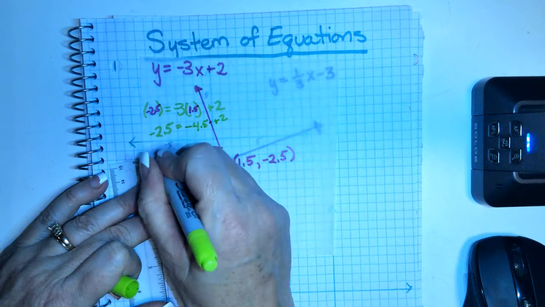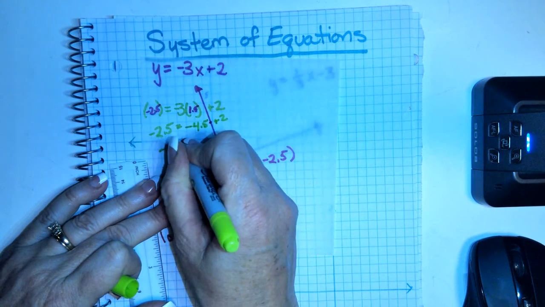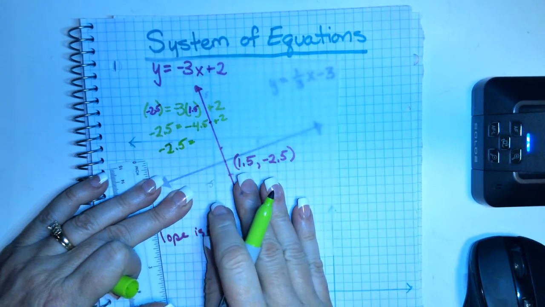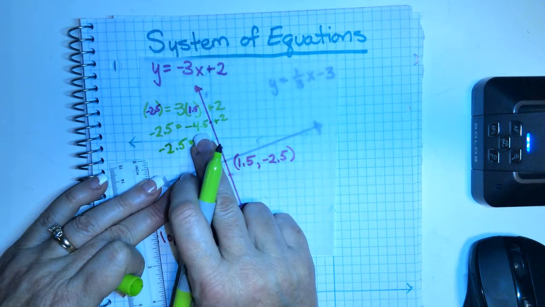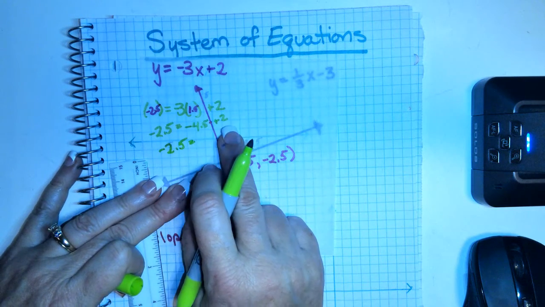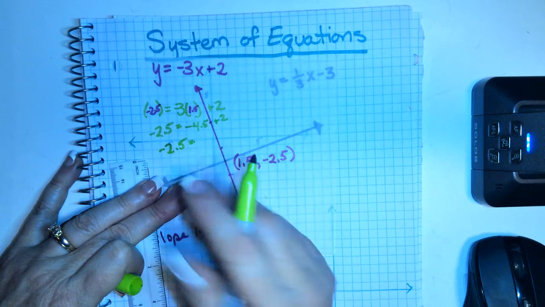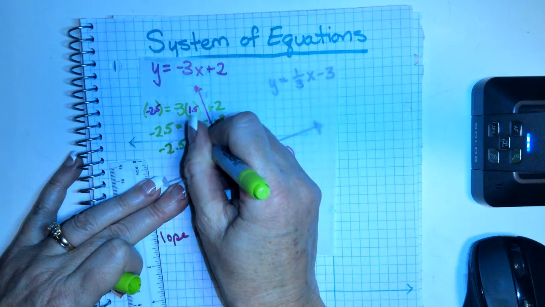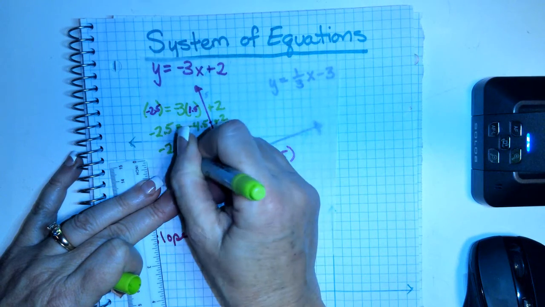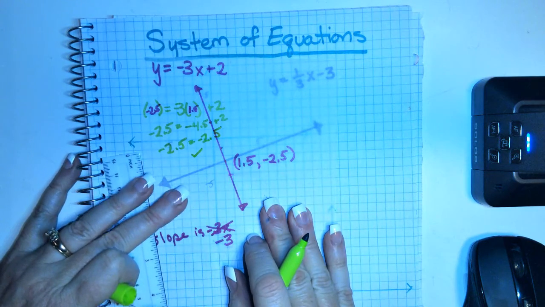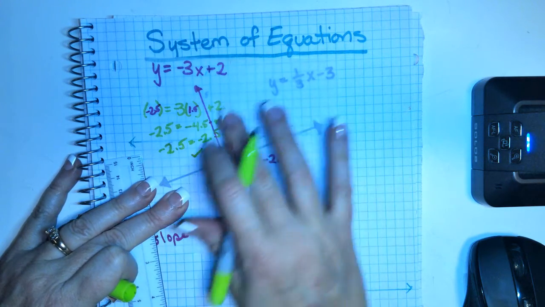So on the left here, I have -2.5. And on the right, I have -4.5 plus 2. So when I add 2 to this value, I get -2.5. Well, it certainly works for the pink line. Now let's check this dark blue line.